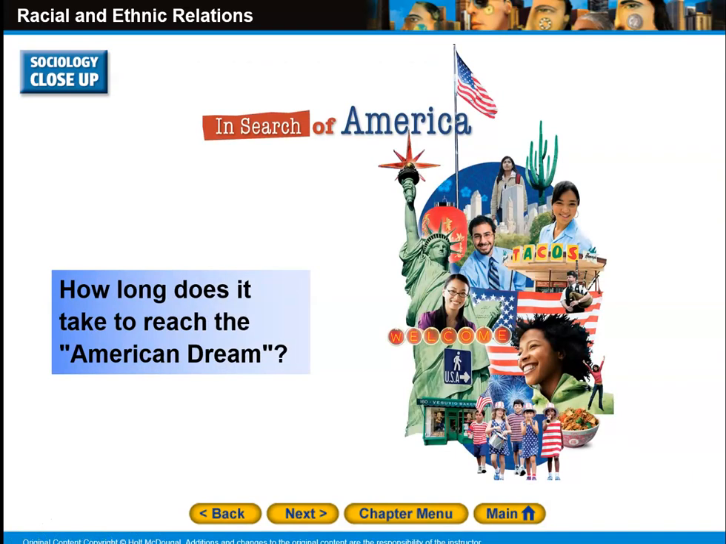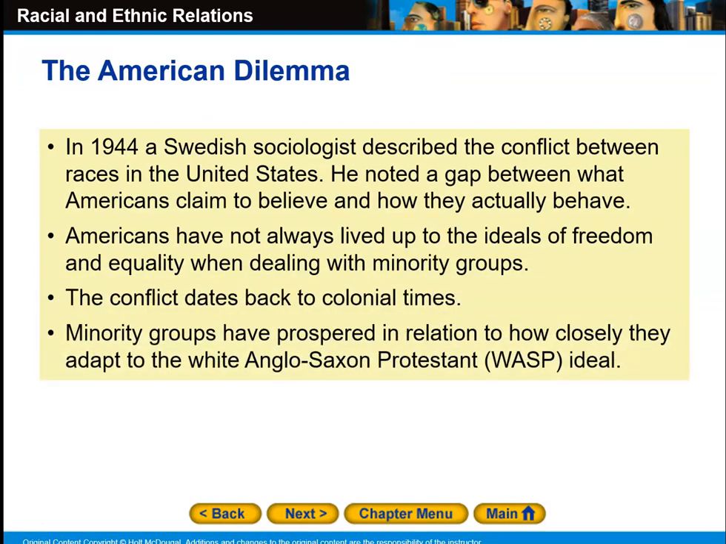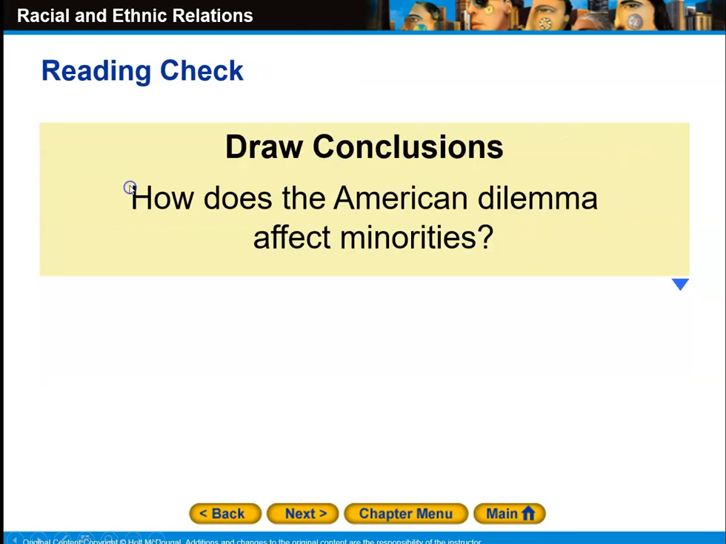So how long does it take to reach the American dream? In 1944, a Swedish sociologist described the conflict between the races in the United States. He noted a gap between what Americans claimed to believe and how they actually behave. Americans have not always lived up to the ideals of freedom and equality when dealing with minority groups, and the conflict dates back to colonial times. Minority groups have prospered in relation to how closely they adapt to the white Anglo-Saxon Protestant, or WASP, ideal.